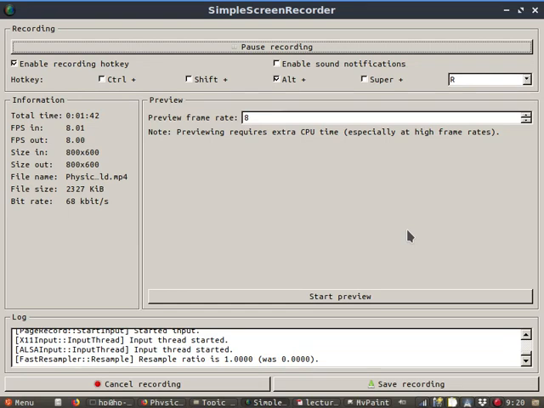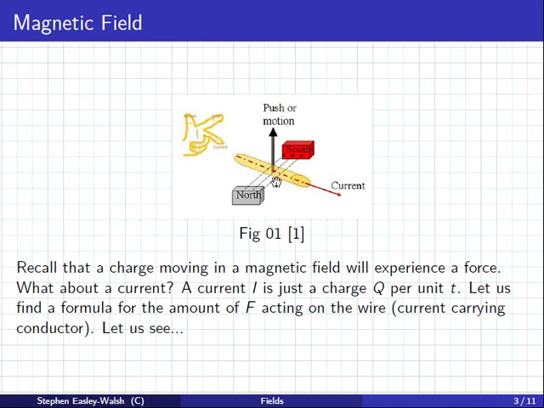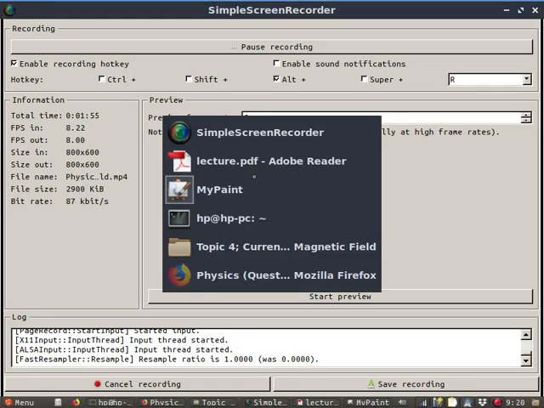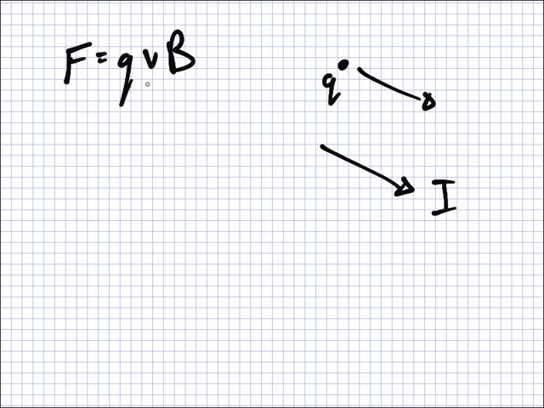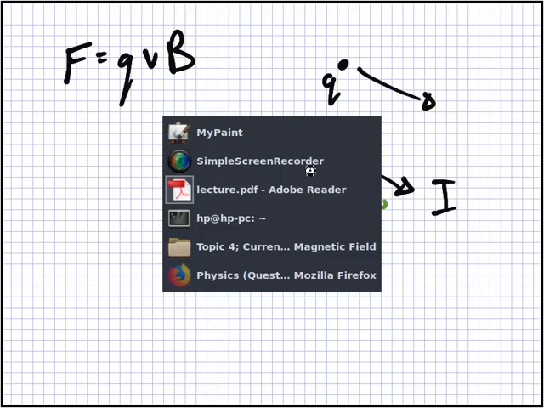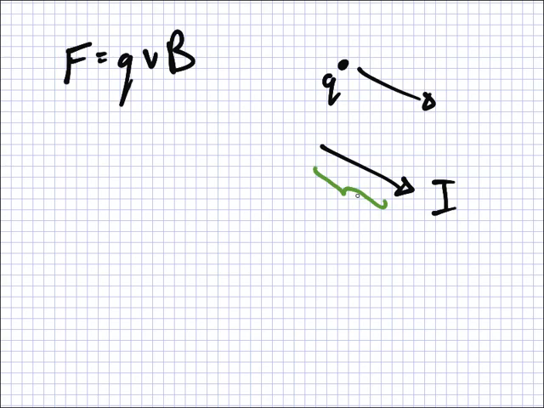Last class we did just a single Q, like an electron moving in the field. But now we're looking at a full current, like if I had a wire. So anyways, let's have a look at what formula we can make here. Let's say that the wire has a length L as well.